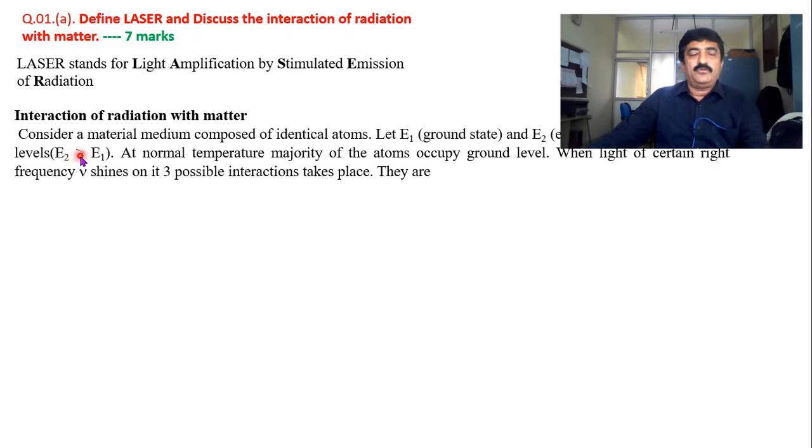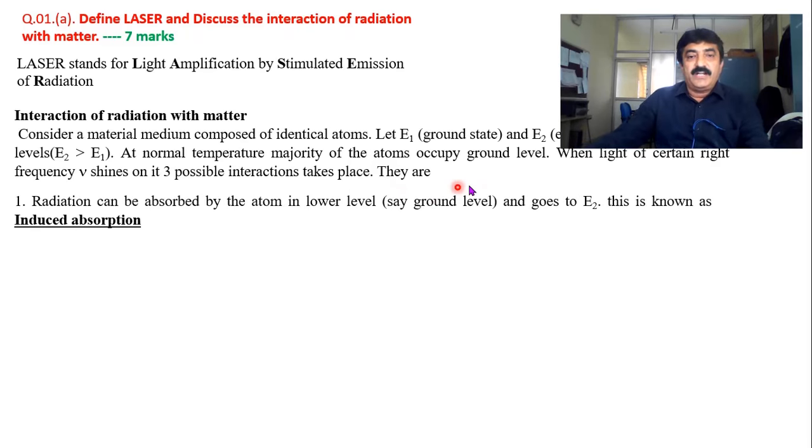First you have to define what is E1 and E2. Consider a system consisting of identical atoms. Let E1 and E2 be the energy levels. E1 is the ground state and E2 is the excited state. When light is incident on this matter, 3 things are going to happen. You need not write this paragraph. It is only a sort of introduction. Straight away you can start with the first one.